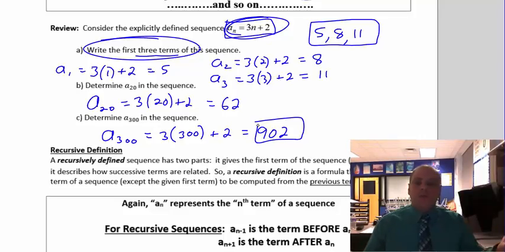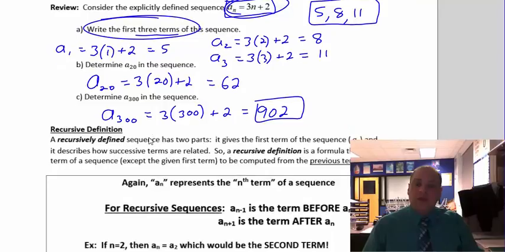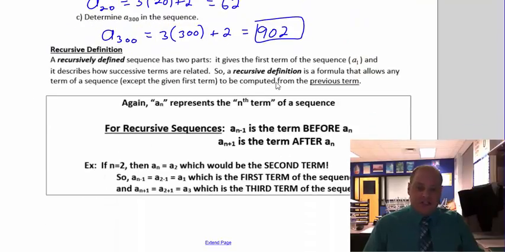So pretty simple. For explicit definition, you just plug in the term you want. You want the first term, you plug in 1. You want the second term, you plug in 2. You want the 90th term, you plug in 90. Very simple, and they're written that way. Now, a recursive definition is quite different. It's going to look more complicated, but once you get going, it's really not that bad.